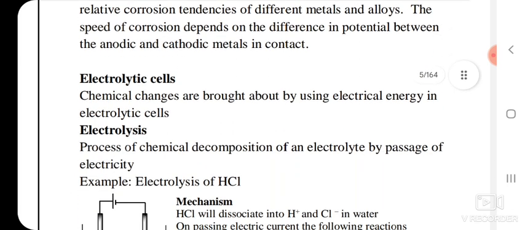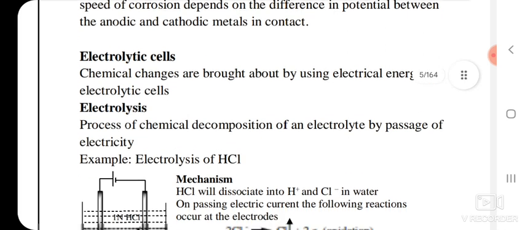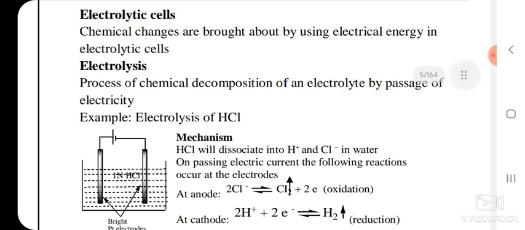Electrolytic cells. Chemical changes are brought about by using electrical energy in electrolytic cells. Electrolysis: process of chemical decomposition of an electrolyte by passage of electricity. Example: electrolysis of HCl.